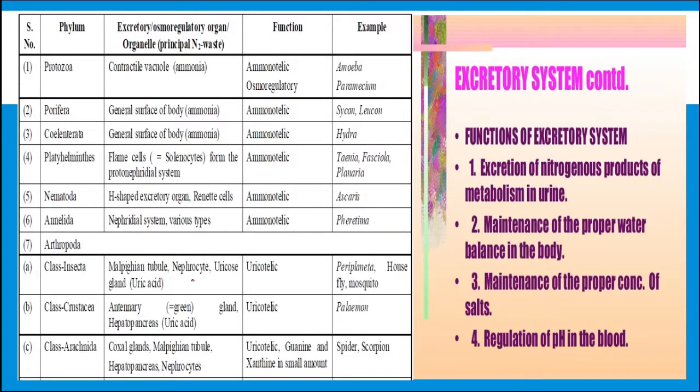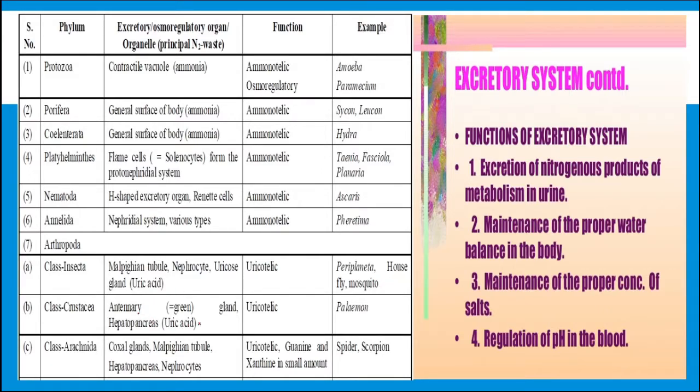Then arthropoda, including insecta, have a special structure known as Malpighian tubules, and it is uricotelic in nature. That means the excretory product is nitrogenous waste in the form of uric acid. Examples are Periplaneta, housefly, mosquito, etc.